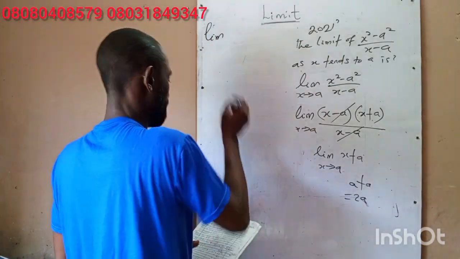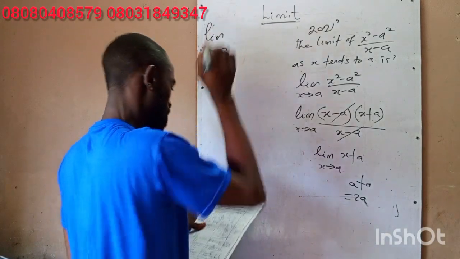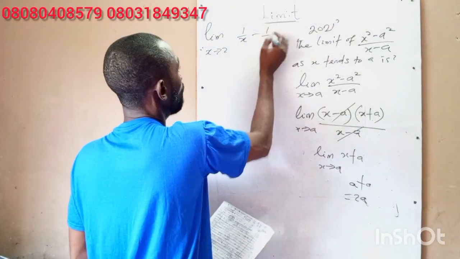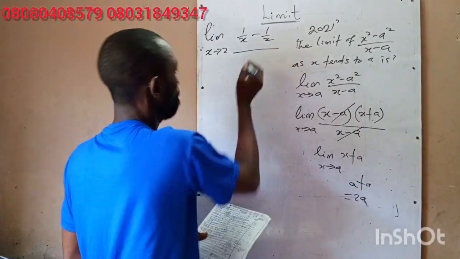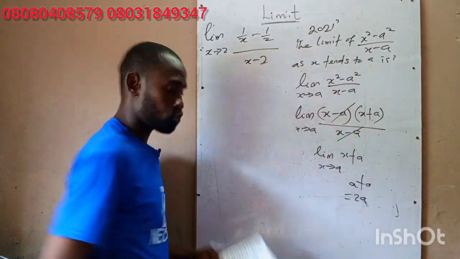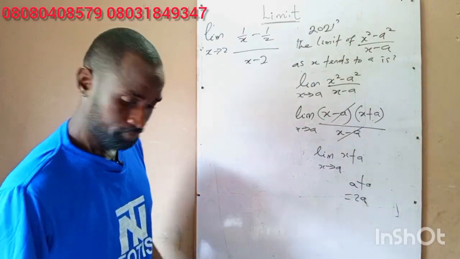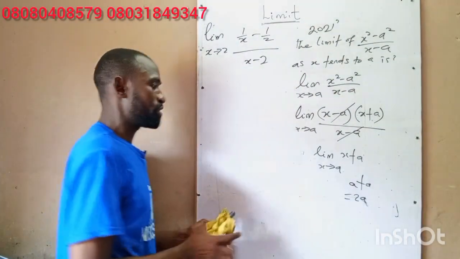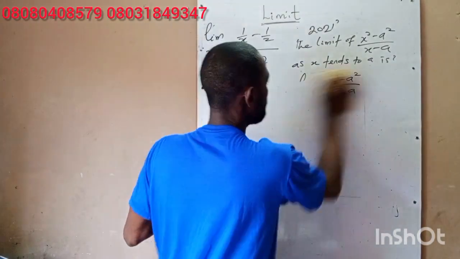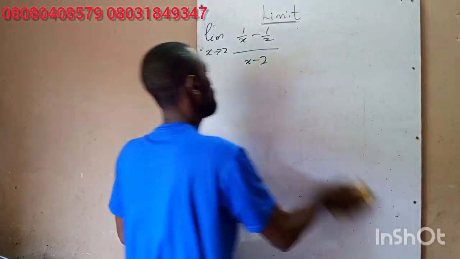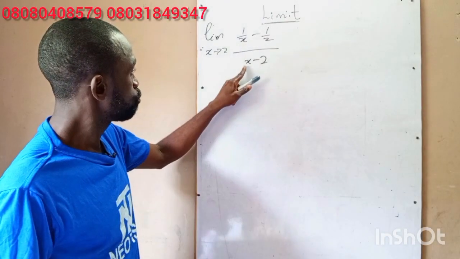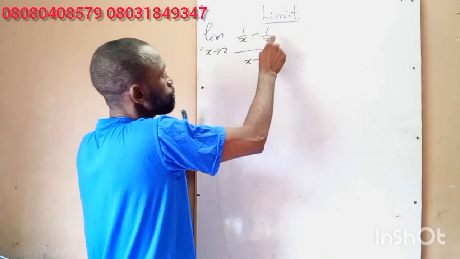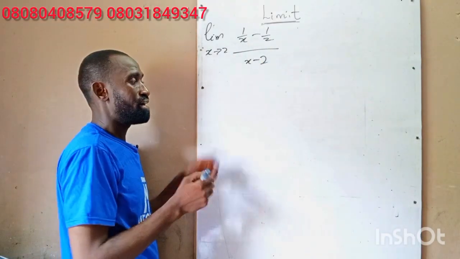Lim as s tends to 2 of 1 over x minus 1 over 2, all over s minus 2. Look at this. If I use the direct substitution method here, it will be undefined. Our answer will be undefined because this will give us 2 minus 2, which is 0. What are we going to do? First, let us solve this one. This is a fraction on top.